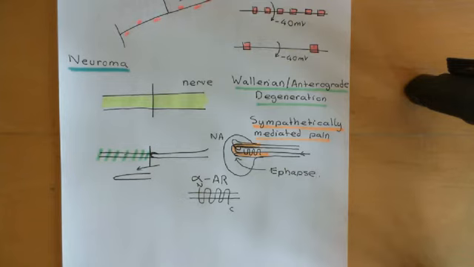So there are those two different mechanisms underlying sympathetically mediated pain resulting from neuromas. One is the formation of these synapses, the other is the formation of these ephapses, and both of them could play a role in the phenomenon of sympathetically mediated pain.